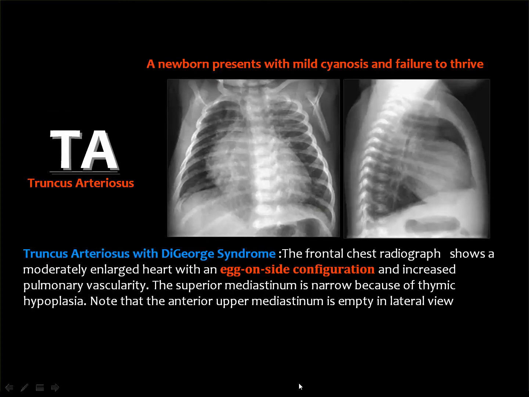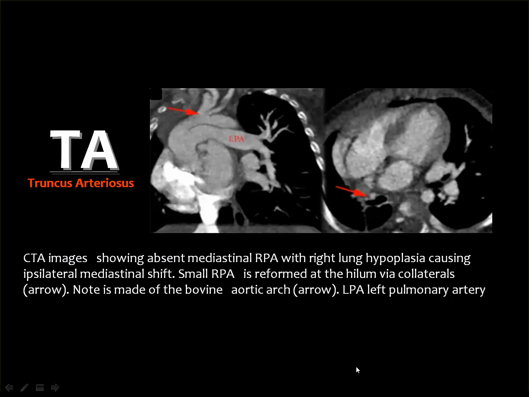Then the truncus arteriosus, in the chest X-ray, you see that the heart is enlarged and simulates an egg-on-side configuration. There is narrowing of the cardiac pedicle due to absence of the thymus, and you get some increase in the pulmonary vasculature.